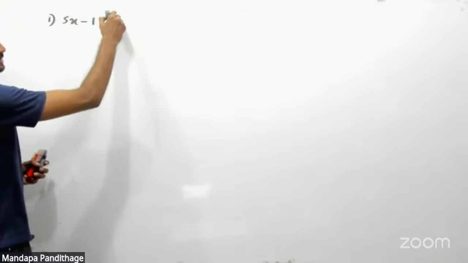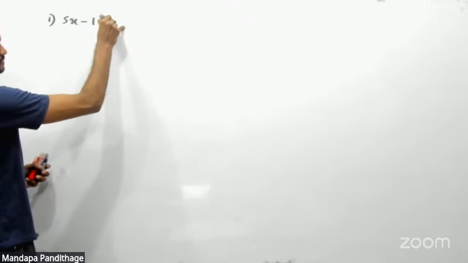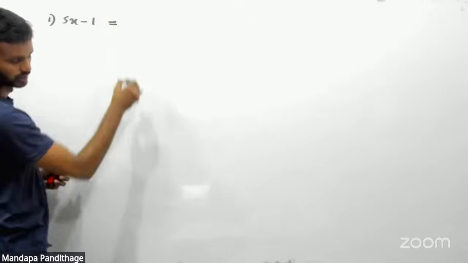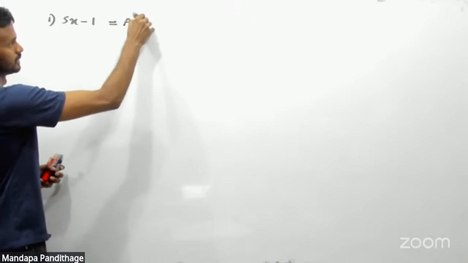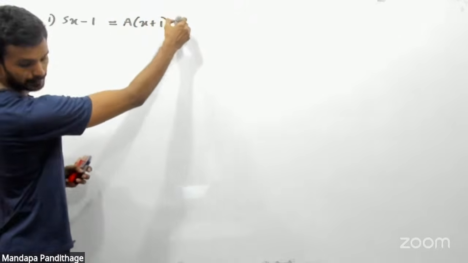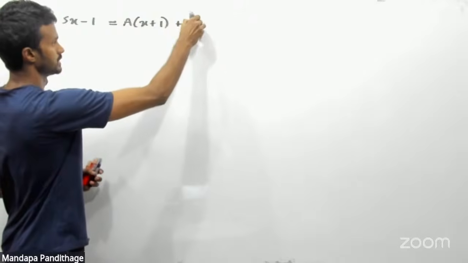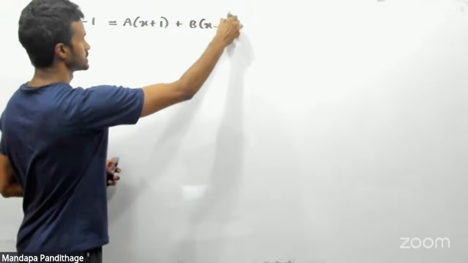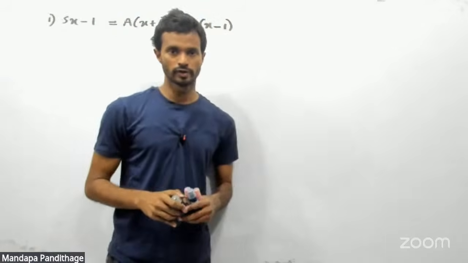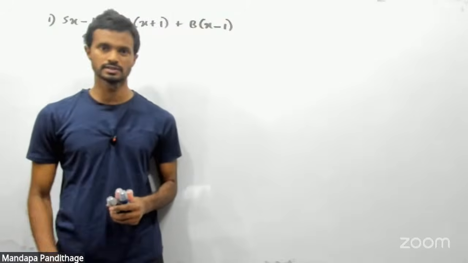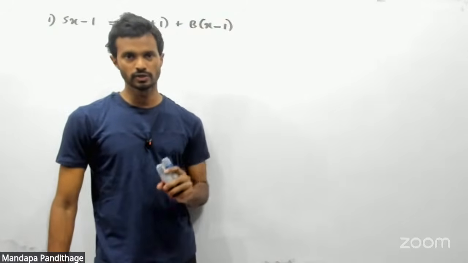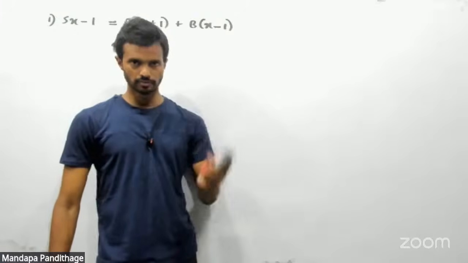Okay, so the first one: 5x minus 1 is equal to a times (x plus 1) plus b times (x minus 1). Now we are supposed to find these constants a and b. There are two ways that you can do this. I'll explain in both ways.